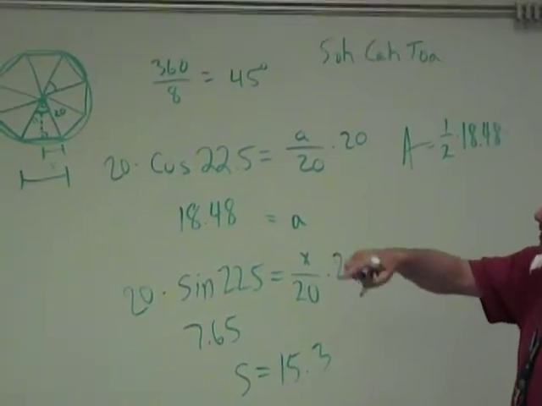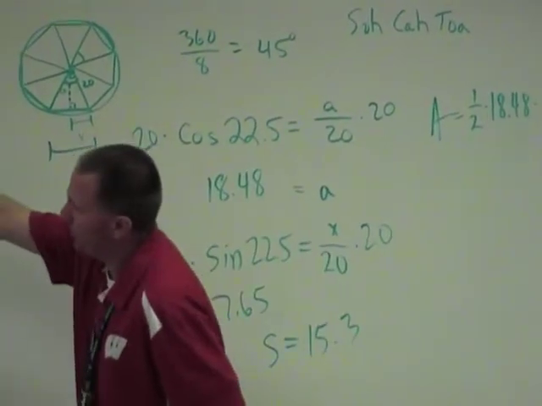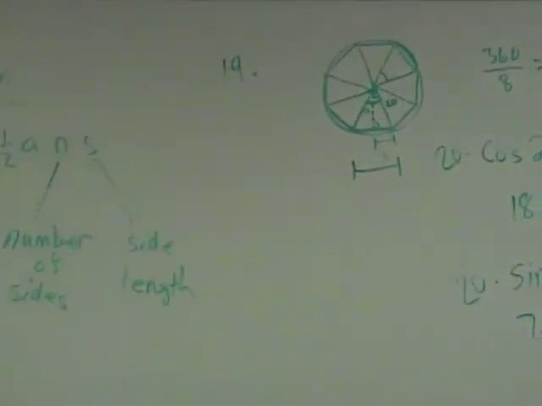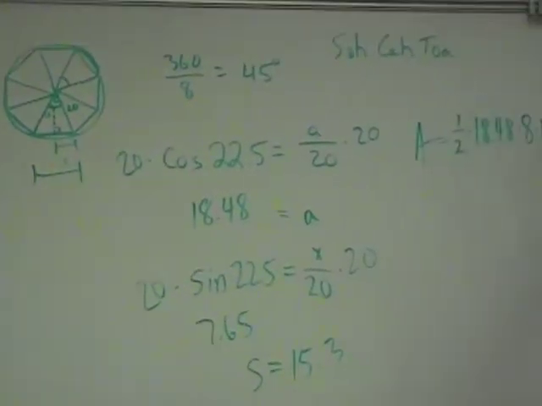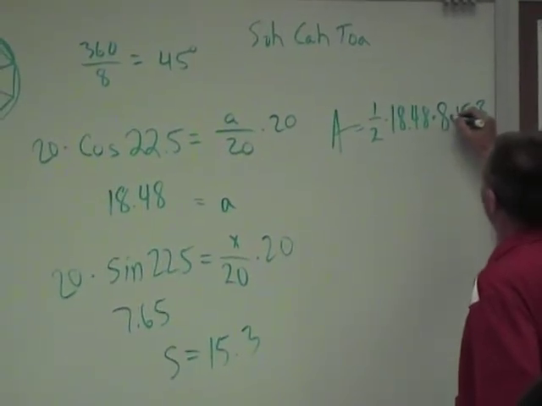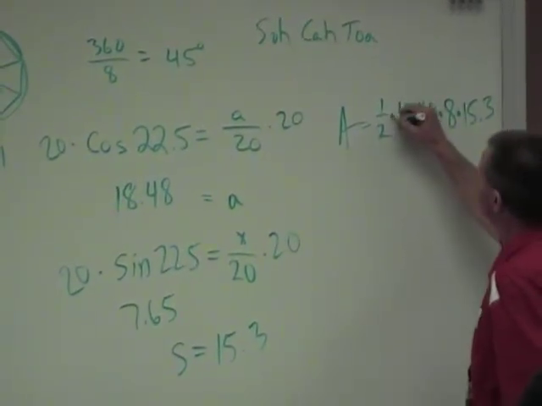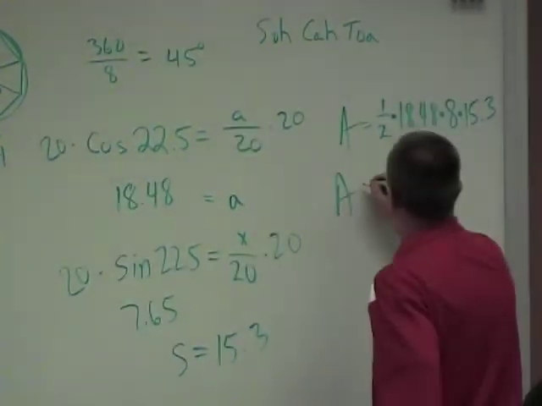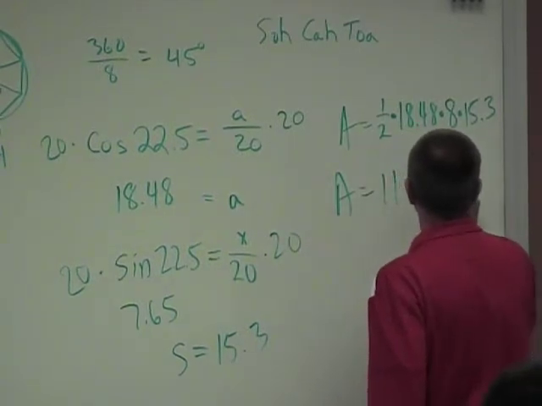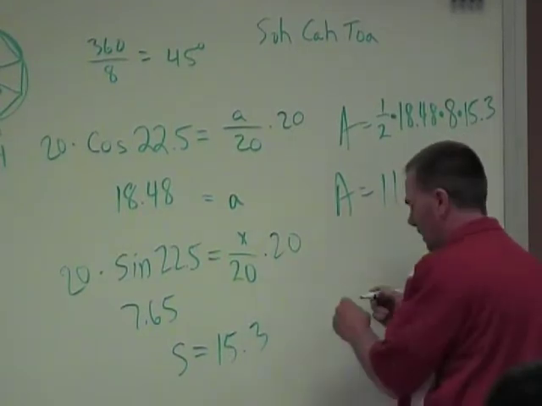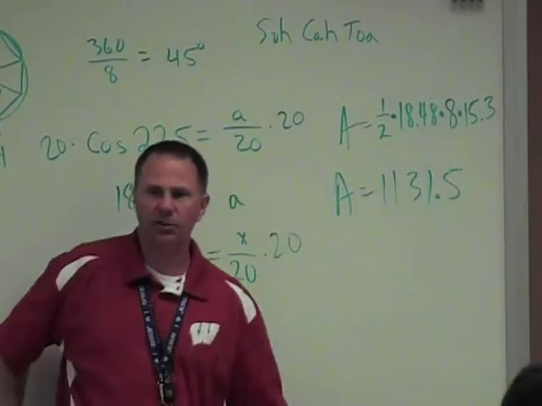All right, so now you have everything you need. So in this case, I have s, so I'm going to just plug it into this formula. There's 8 sides times 15.3. So everybody do that calculation. And again, it all depends on where you rounded it. I just remember that's my answer. So everybody make sure you get that answer, or close to that answer.